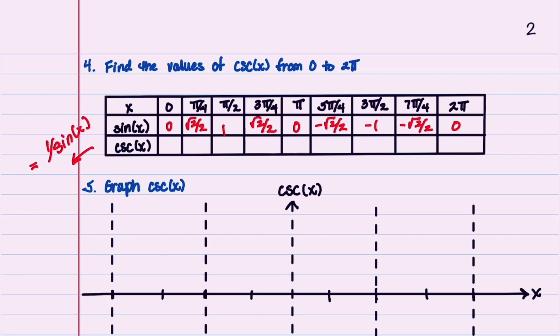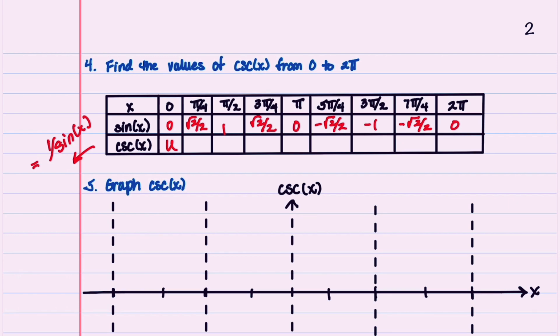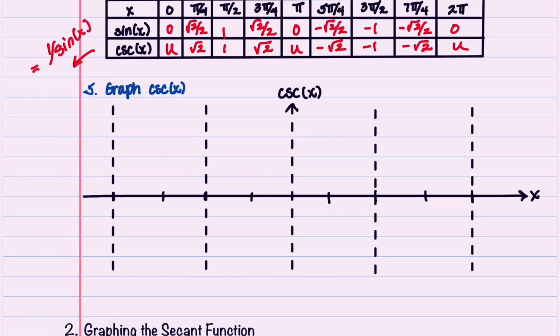When x is 0, our cosecant x is going to be undefined. Our next value is 2 divided by root 2, which is root 2. And then we have 1, we have another root 2, and then we again have division by 0, which gives us an undefined number. The next numbers are minus root 2, minus 1, another minus root 2, and then another undefined. Cosecant x is undefined at 0, pi, and 2 pi, and that's why there's a vertical asymptote at those points.